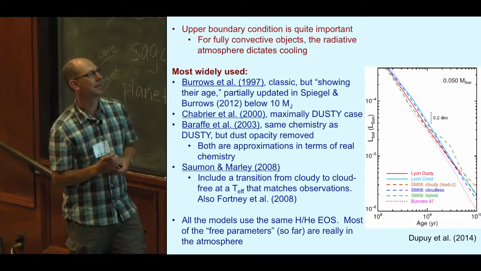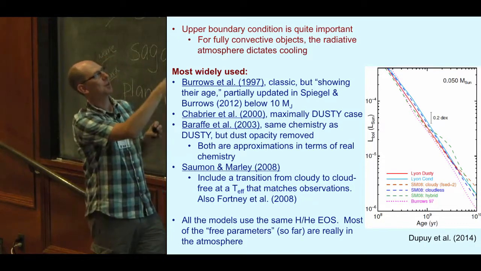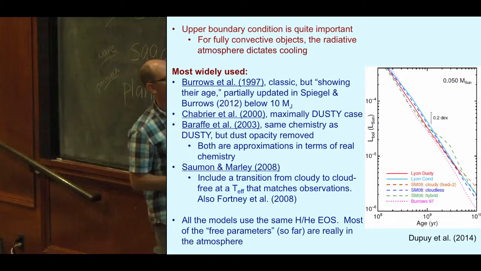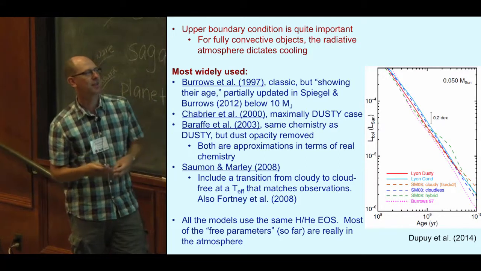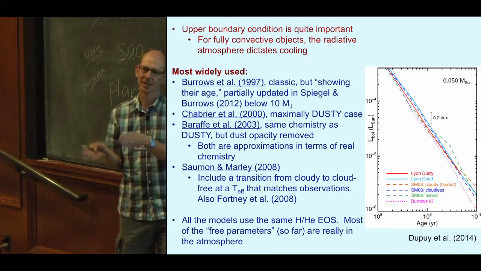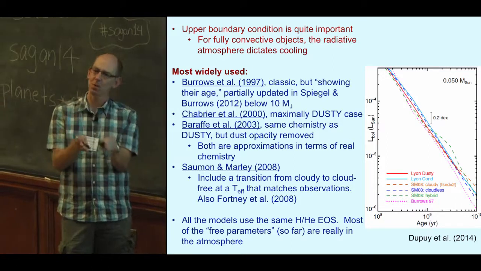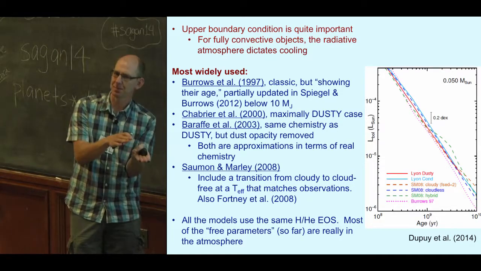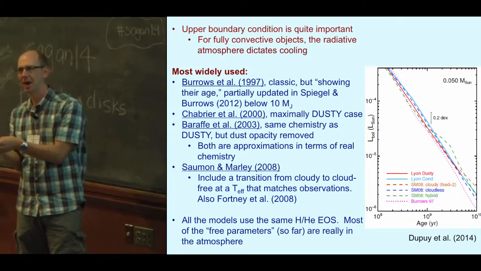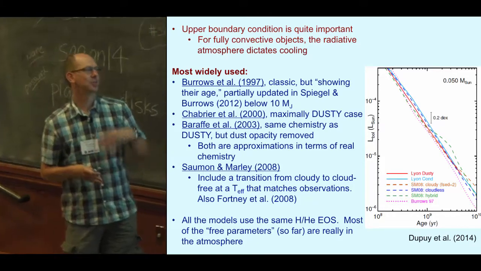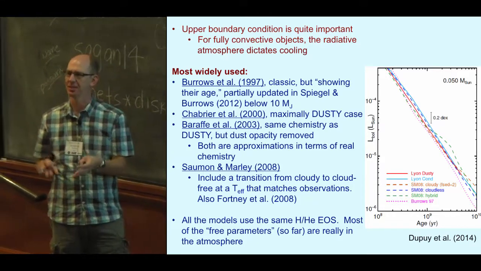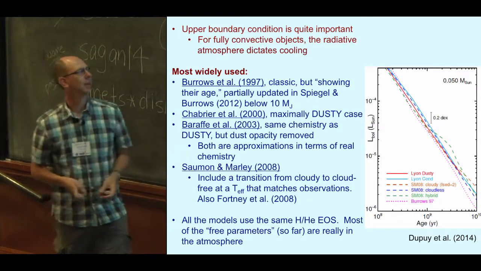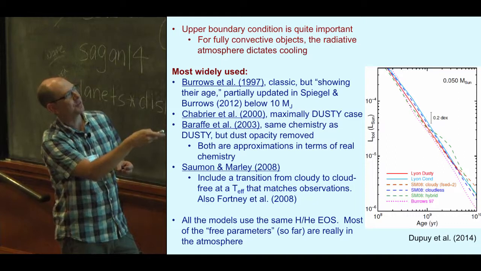And so those are also widely used, but it is an approximation in terms of the chemistry, thinking about how important dust might be. Another transition as we go from older to younger is Saumon and Marley 2008. So those are evolution models that use upper boundary conditions that include a cloud layer for the warmer objects. And then when you switch to objects that look like they're cloud-free, they switch the upper boundary condition to cloud-free atmospheres. So it's trying to reach something that's kind of self-consistent, using clouds when they're appropriate, not using clouds when they're not appropriate.